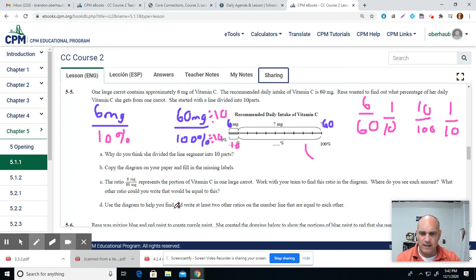Use a diagram to help find out and write at least 2 other ratios on the number line that are equivalent to each other. I think I could probably fill in these pieces. Oh, I guess I should have already. So 6 is what I have. I need to have 60 all day. So I think that means I could still have 54 more milligrams of vitamin C because this little piece plus this piece will give me my 60. If this is 10%, then the rest of this has to be 90% because this little piece plus this big piece gives me my 100%. All right, so I think that we are good for question 5.